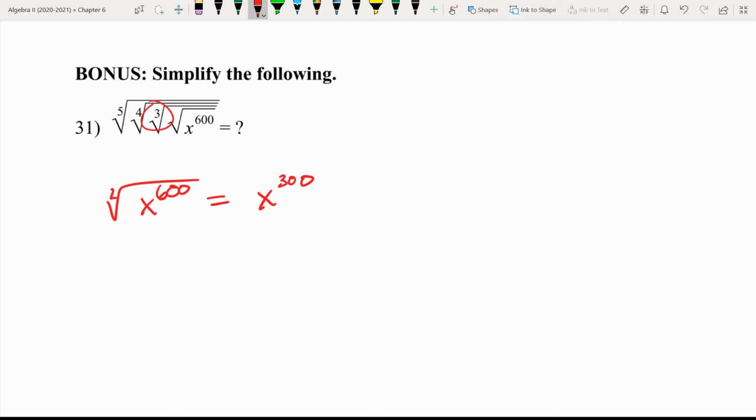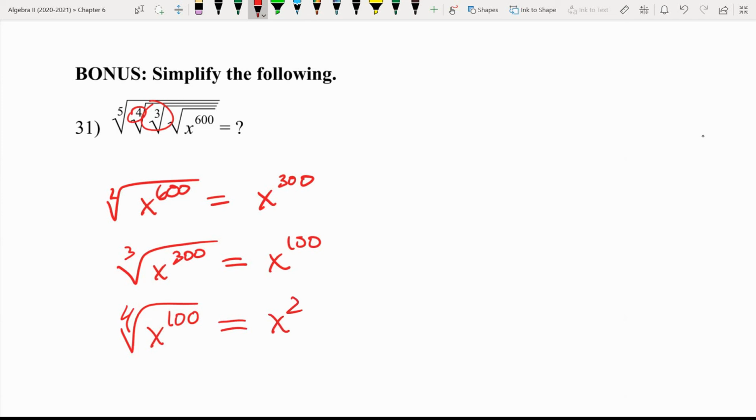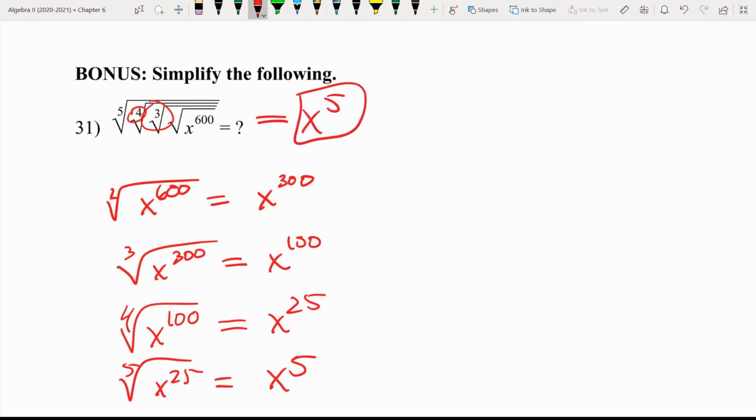Now I want to take the cube root of x to the 300. 300 divided by 3 is 100. Then I want to take the fourth root of x to the 100, which is x to the 25. You see where we're going with this. And the fifth root of x to the 25 is x to the fifth. So this whole thing is equal to x to the fifth. To do it a little faster, you could have just started here and said 600 divided by 2 is 300, divided by 3 is 100, divided by 4 is 25, divided by 5 is 5, so x to the fifth. You can actually do this problem pretty fast.